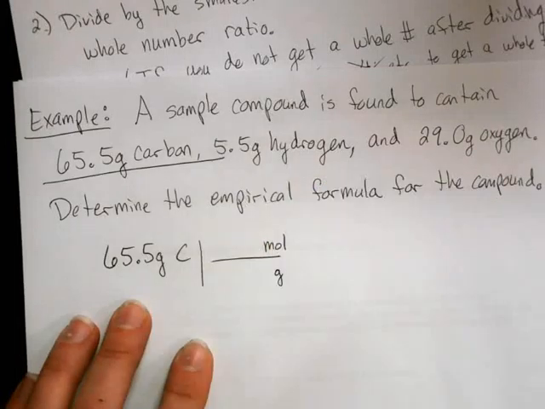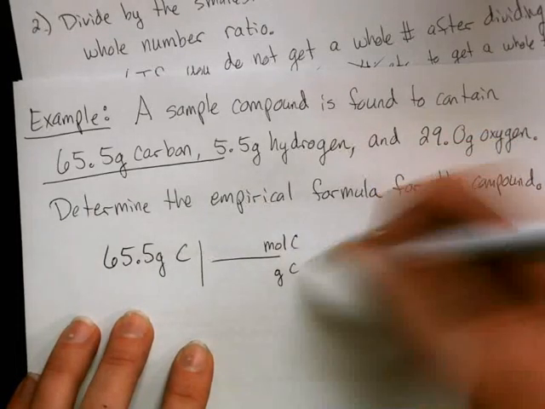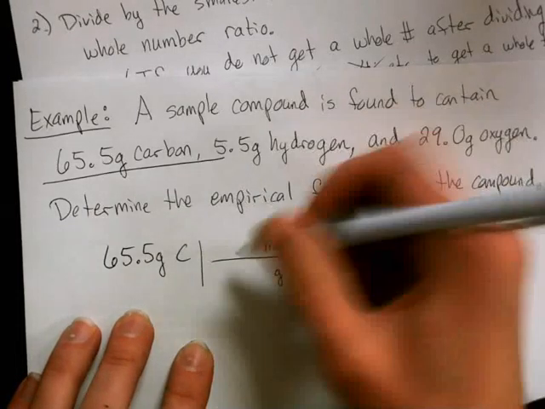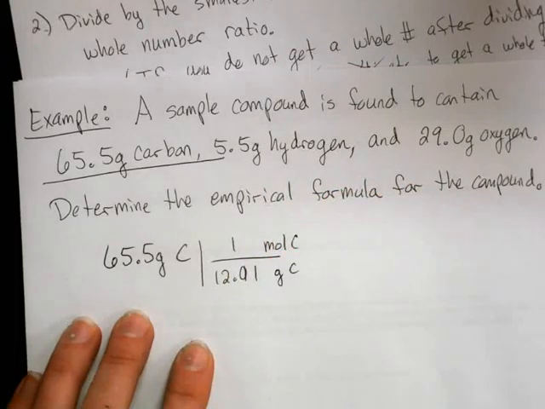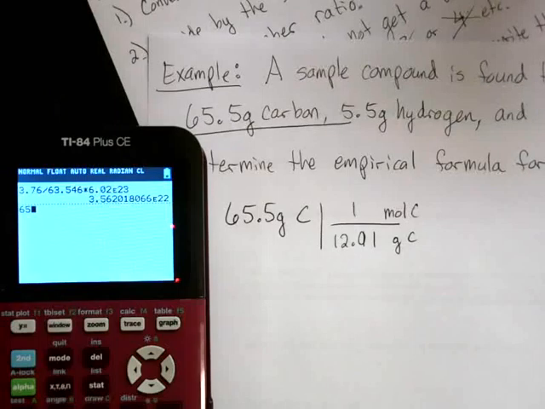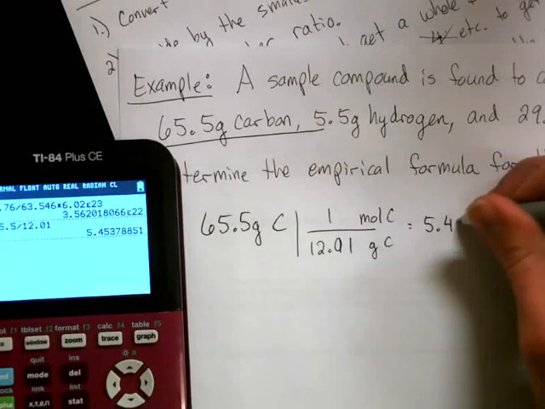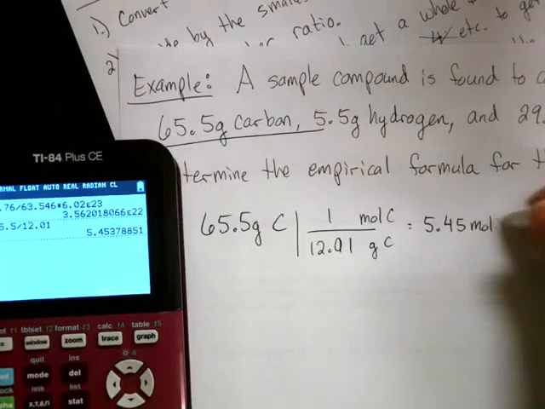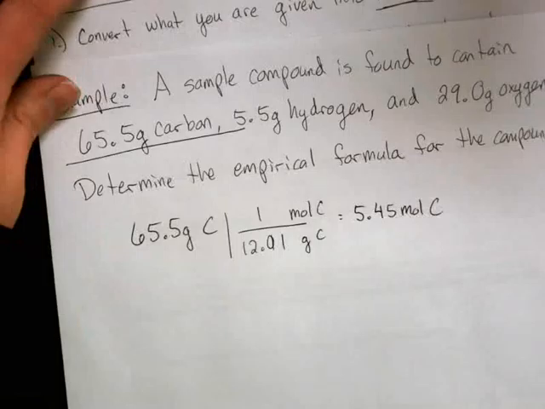If you're having trouble with conversions, check the video I've already made for conversions. I've got 3 of them. This is for carbon, so I'm using the molar mass for carbon. Molar mass of carbon is 12.01. I'm going to put that on the bottom with grams. When I plug this into my calculator, I take my 65.5 divided by 12.01. I get 5.45 moles of carbon. Great.